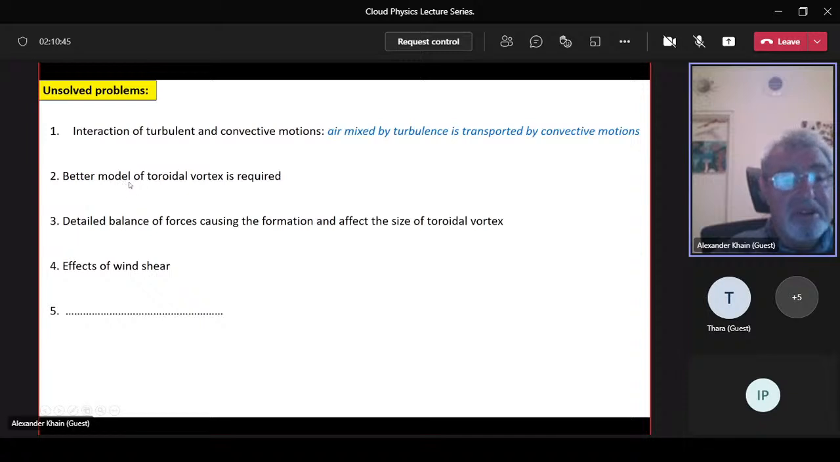A better model of the toroidal vortex is required, and a detailed balance of forces causing formation of and affecting the toroidal vortex is necessary. The effects of wind shear are also necessary to investigate in more detail. And many others. So thank you for your attention.